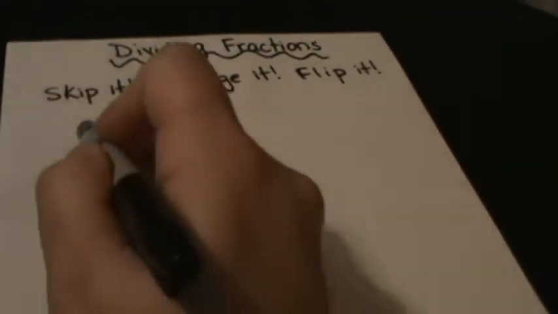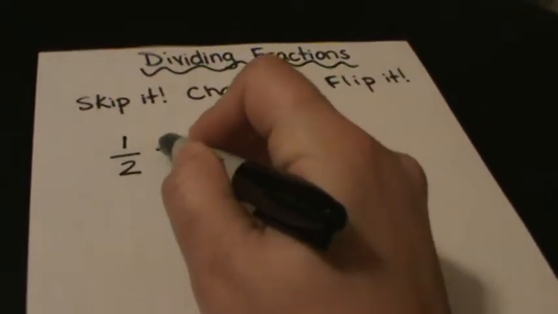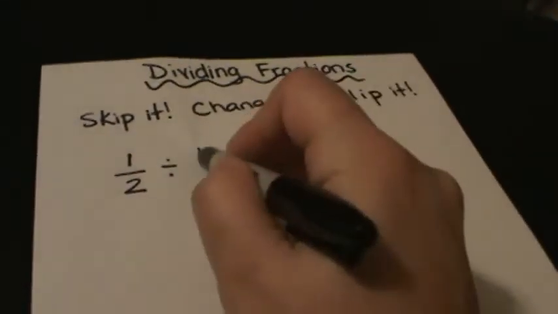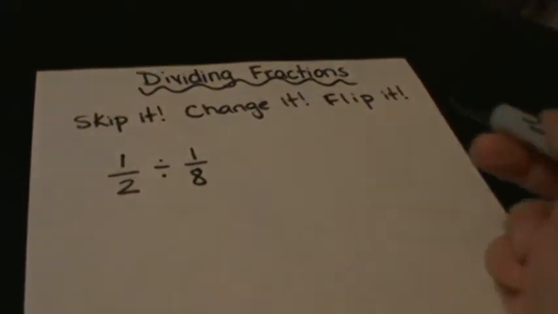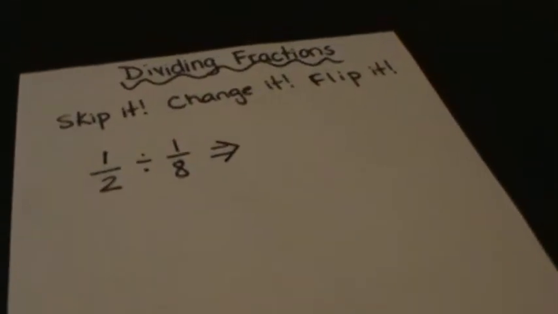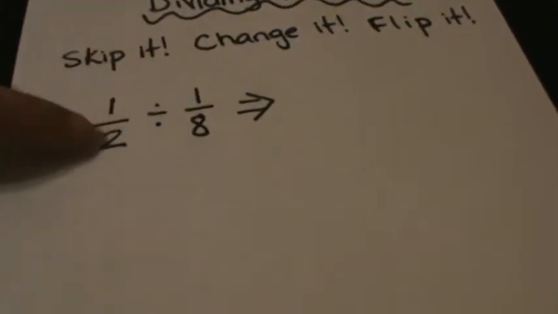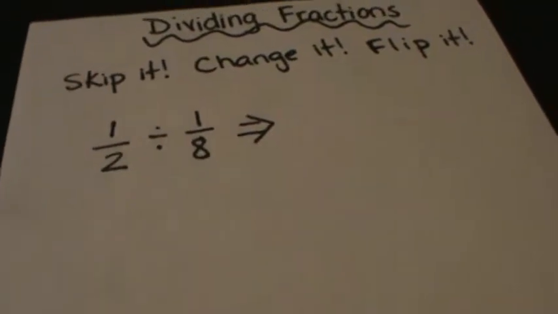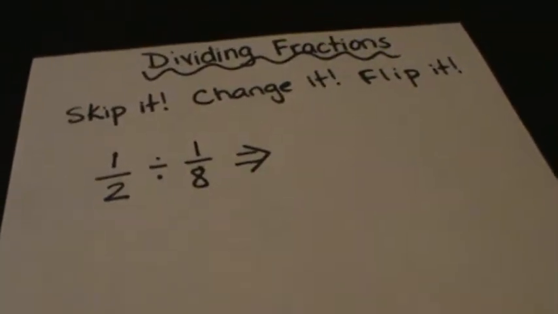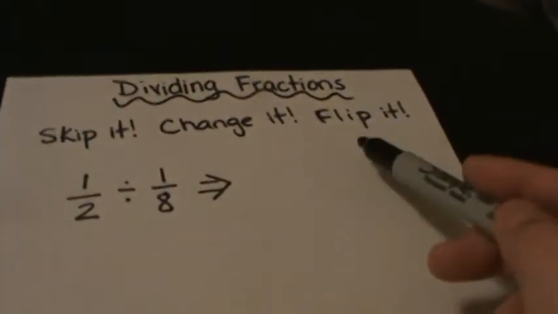Our first problem we're going to look at is 1/2 divided by 1/8. We have to rewrite this problem. This is not like multiplication where you can just go across and do 1 divided by 1 and 2 divided by 8. Some things need to be changed. So we're going to skip it, change it, flip it.